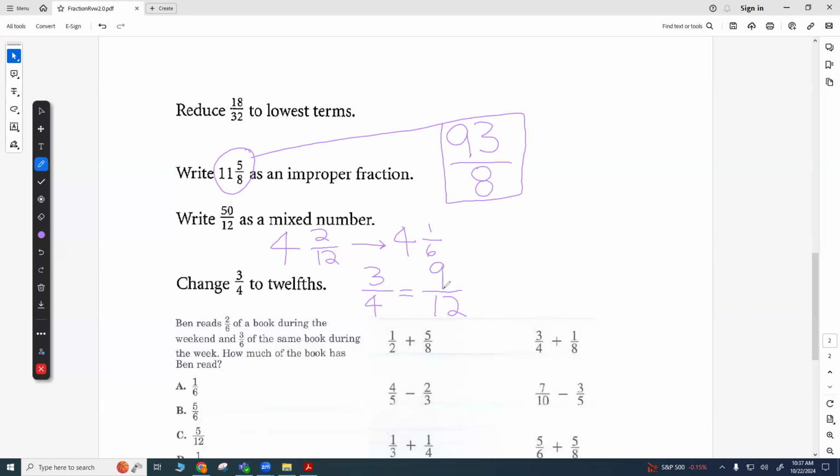3 times 3 is 9. So change 3/4 to 12ths. So 3/4 would be 9/12. They're equivalent. Okay.